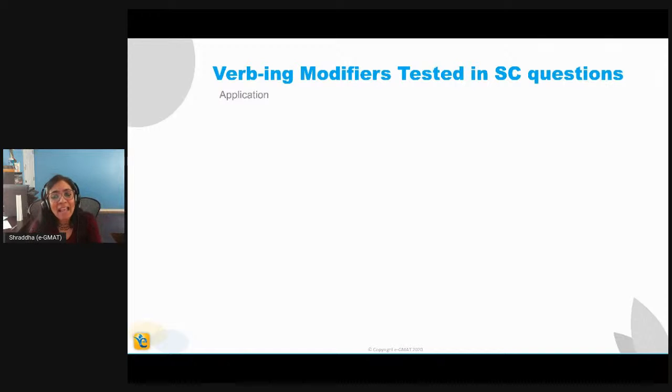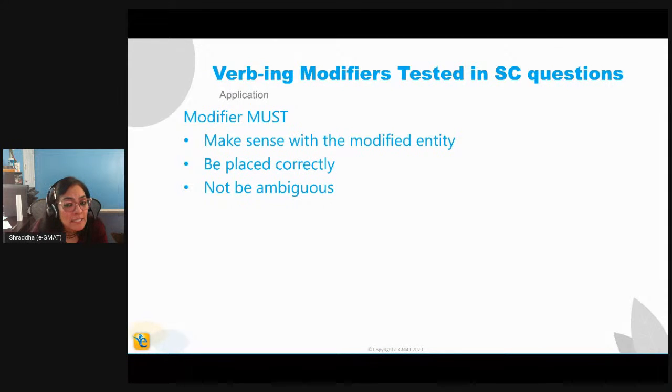Now let's understand the application of verb-ing modifiers as a whole in GMAT SC questions. There are a few things that you must keep in mind. First and foremost, the modifier must make sense with the modified entity, no matter which entity it is modifying. It must be placed correctly in the sentence to present that logical modification, and there should be no ambiguity in the modifier whatsoever. Very important aspects to keep in mind.